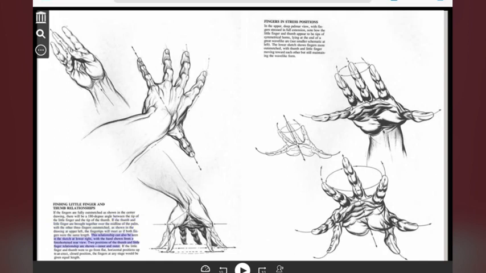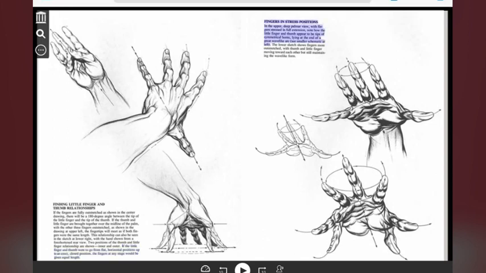This relationship can also be seen in the sketch at lower right, with the hand shown from a foreshortened rear view. Two positions of the thumb and little finger relationship are shown, inner and outer. If the little finger and thumb were to go from flat, horizontal positions up to an erect, closed position, the fingers at any stage would be given equal length.